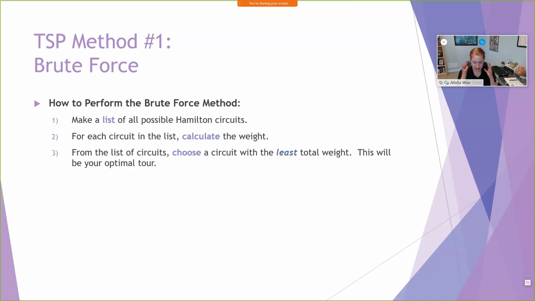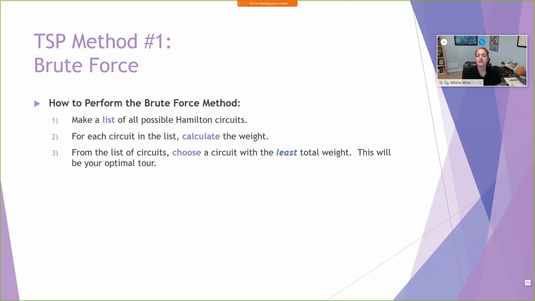If I think of brute force, I think of you're just powering through, like to get through that door, you're just going to slam your body through the door, right? So that's kind of what I think of when I think of the brute force method. Basically, you're just going to power out all of the possible Hamilton circuits. Then you're going to calculate each of their weights. And then you're going to say which one has the least cost, and that's going to be your optimal tour.